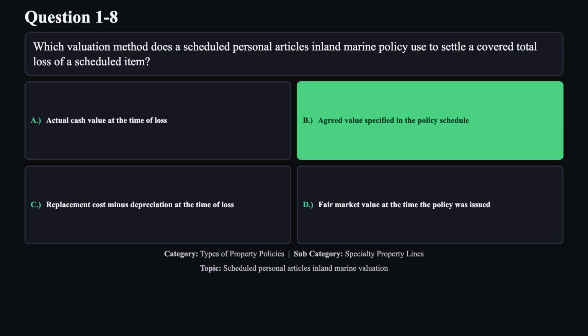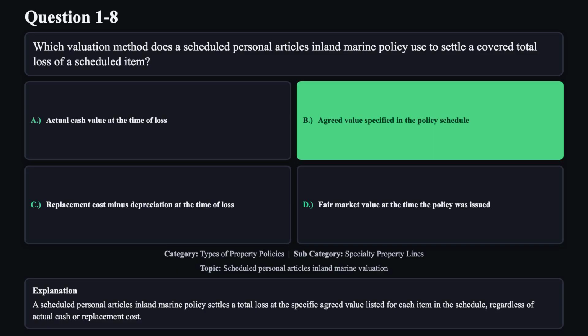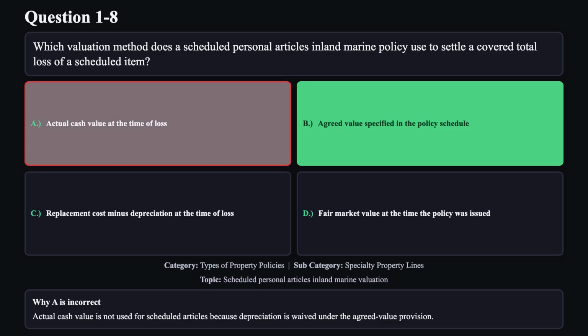The correct answer is B. A scheduled personal articles inland marine policy settles a total loss at the specific agreed value listed for each item in the schedule, regardless of actual cash or replacement cost. Reason A is not correct. Actual cash value is not used for scheduled articles because depreciation is waived under the agreed value provision.